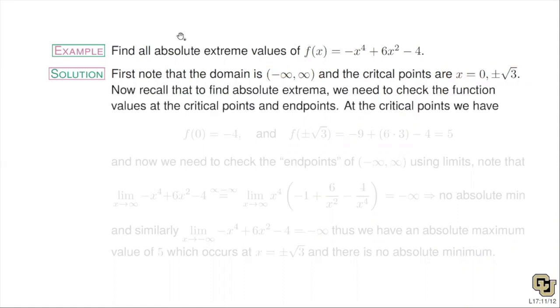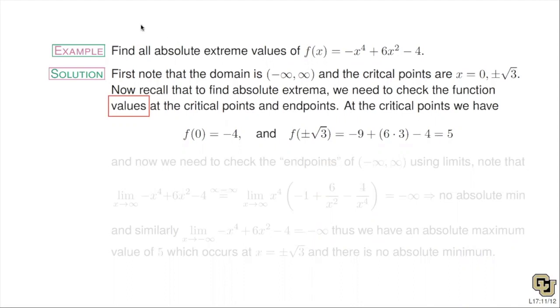Now I need to check the value of the function at these points. So I'm plugging the critical points into the function. So f of 0, you plug in 0, you get -4. F of plus or minus √3: when you plug it into the x to the 4th, √3 squared is 3, and then you square that, you get 9. It's positive because it's the 4th power, and then there's a minus symbol in front of it. So -9. Here, x squared will just be 3, so 6 times 3, and then -4. So we get f of plus minus √3 is 5.